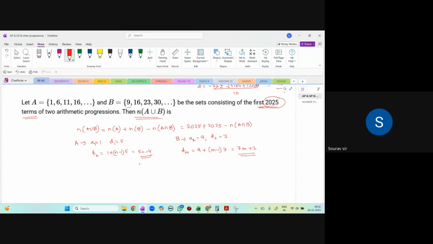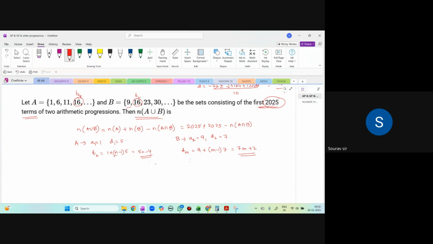Right? So I have to check for which values of m and n the terms will be equal. From the terms given, you can see 16 is a common term. This is the first common term of the two series. Now 16 is the fourth term of the first series and the second term of the second series. So n would be 4, m would be 2 for the term 16, right?